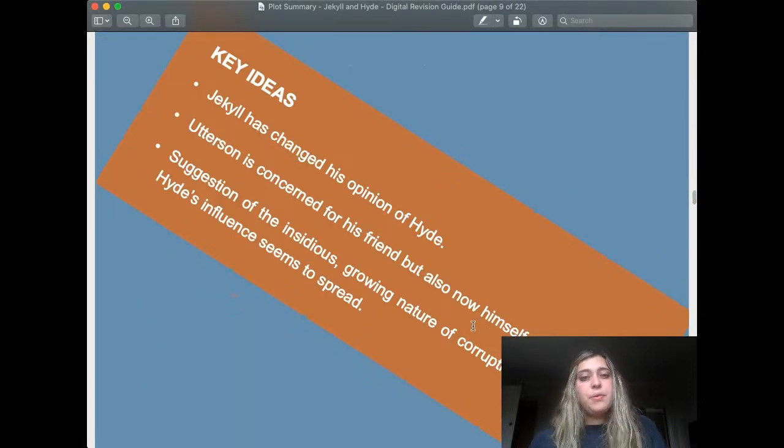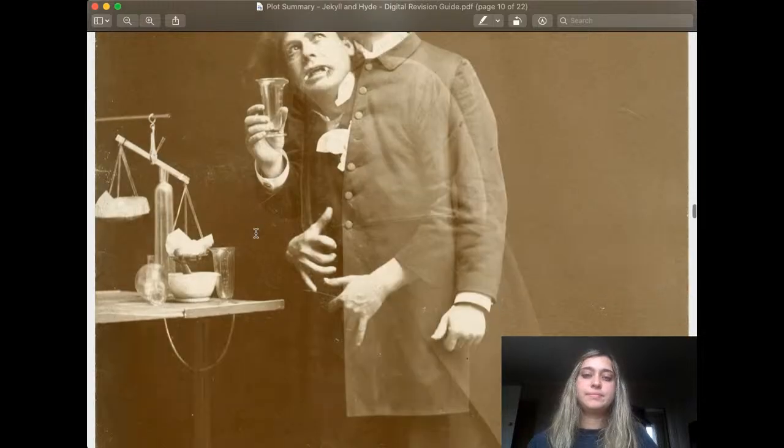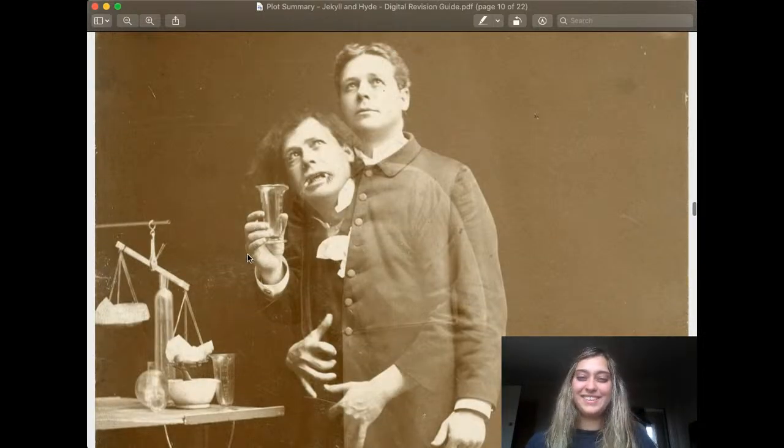So yeah, it's quite important that Jekyll is changing his opinion of Hyde, Utterson is changing his opinion of Jekyll. There's something growing, changing, escalating at this point. Gives a feeling of unease and uncertainty. I like this picture in particular.